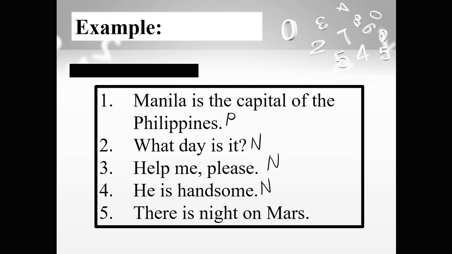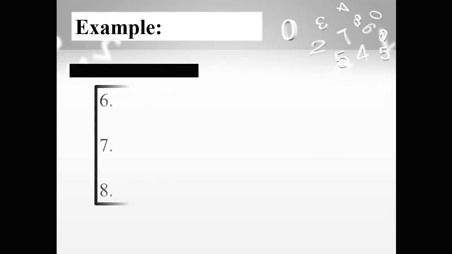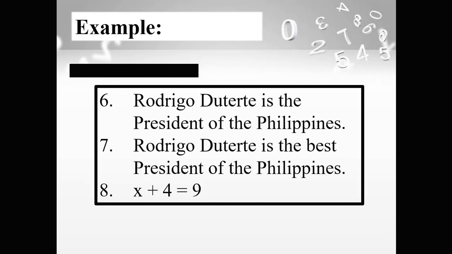Okay, next, number 5, there is night on Mars. We can answer that by true or false. So, that is a proposition. Next, number 6, Rodrigo Duterte is the President of the Philippines. Of course, ma'am, that is true. So, that is a proposition.